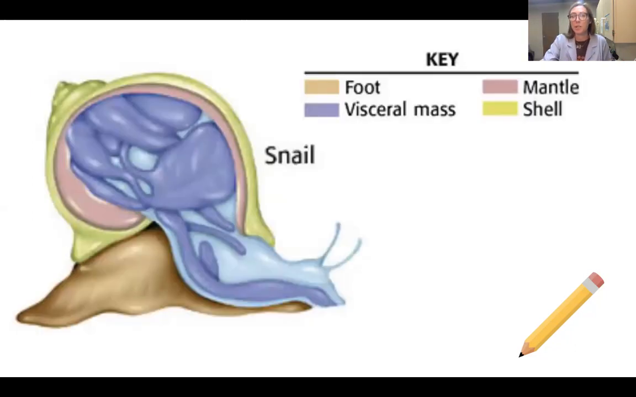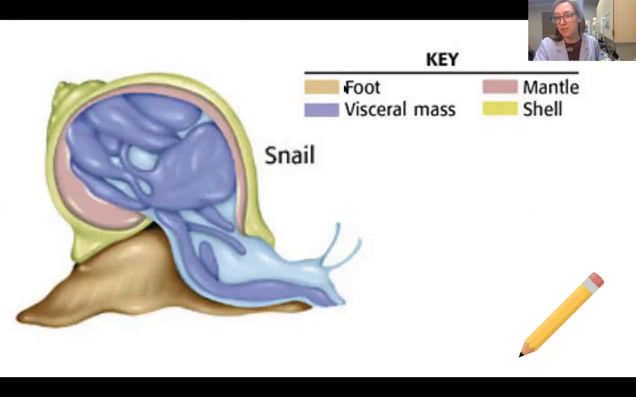So let's look at some of our animals and where we can actually find these 4 mollusk features in a particular class of mollusca. So this guy here is a gastropod. He's a snail. And we're gonna start on the outside and work our way in. Here's a key up top.